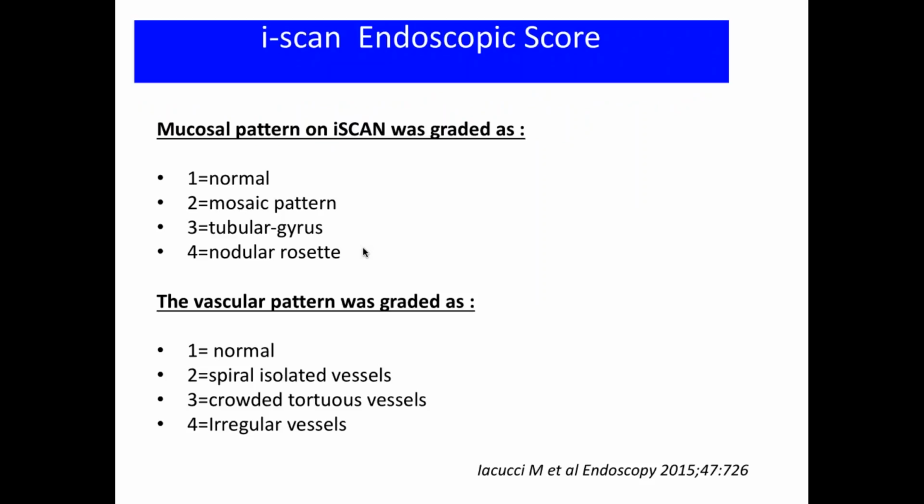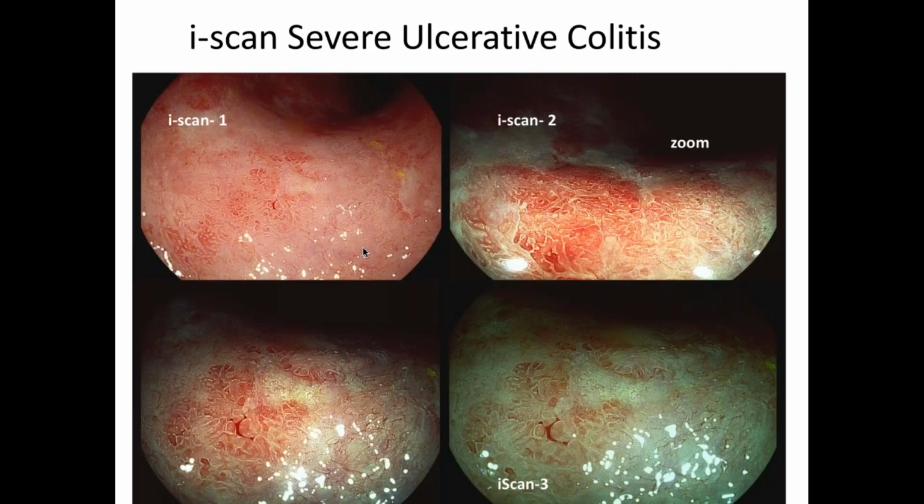So we graded the mucosal pattern in normal, mosaic pattern, tubular gyrus, nodular rosette, and our vascular pattern in normal, spiral isolated vessels, crowded tortuous vessels, and irregular vessels. And I give you now some examples. So you can see here the high definition.